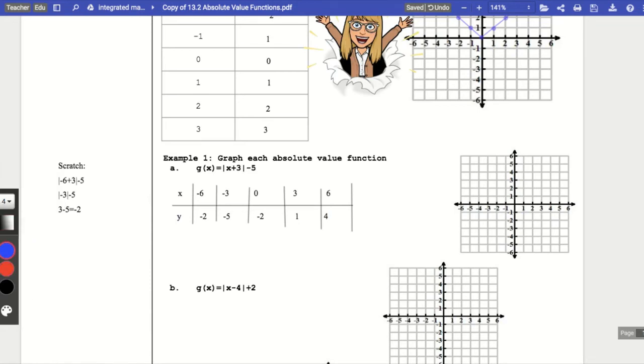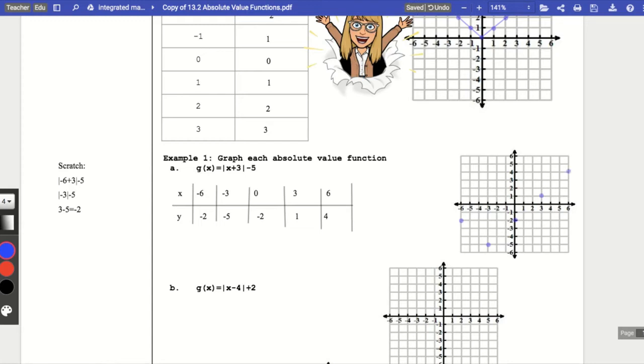So you remember I got -6, -2. Pointing my screen, you can't see that. And then I got -3, -5, which is down here. And 0, -2. Am I doing something wrong? Oh, no. 0, -2, right there. 3, 1. And then 6, 4.